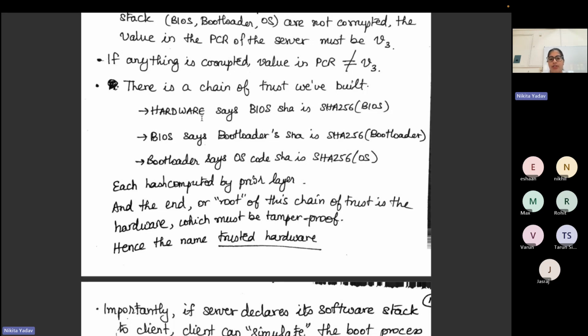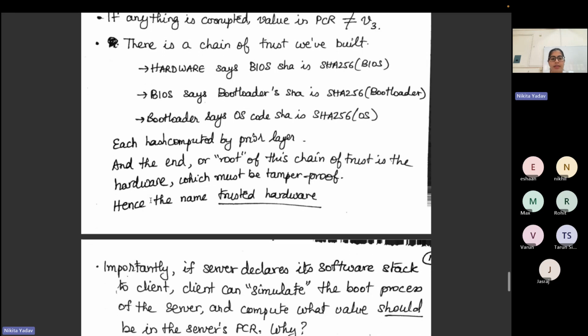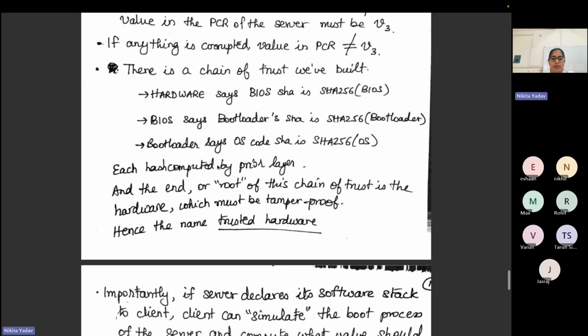Each hash is computed by the prior layer. So the hash of one layer is computed by the layer below. Hardware computes the hash of BIOS, BIOS computes the hash of bootloader, bootloader computes the hash of OS. The layer below is computing the hash of the next layer. And at the end, what we have is the root of trust. Who is the root of trust here? The root is the hardware.